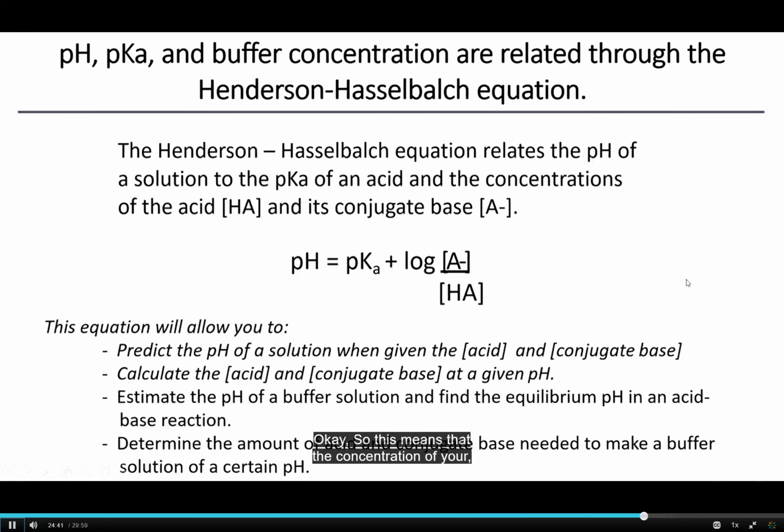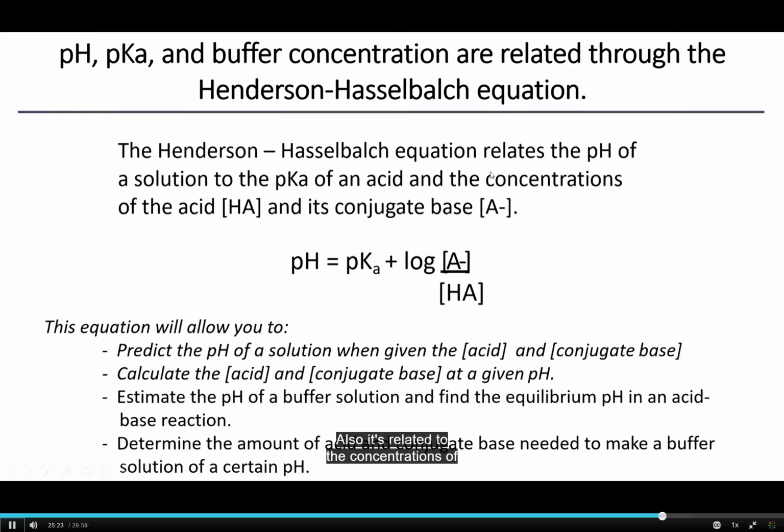Okay, so this means that the concentration of your acid in solution, the concentration of your base, the pKa, or the ability of that acid to lose its proton, all are related to the pH of the system. And we can relate all of these terms using the Henderson-Hasselbalch equation. And you will have to know how to use this equation, with problems that will help you practice this concept. And so the Henderson-Hasselbalch equation relates pH of a solution to the pKa of an acid in that solution, so the ability of that acid in solution to lose its proton.